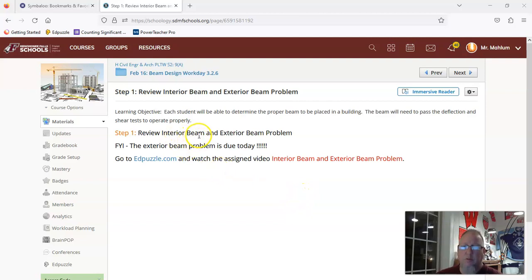When you're done, you should be able to show that you know how to do the interior beam, which is a review because we did that in the last class. And also, you should be able to show that you know how to do the exterior beam problem. In theory, that is due today, and you should have something that you can turn in to me.